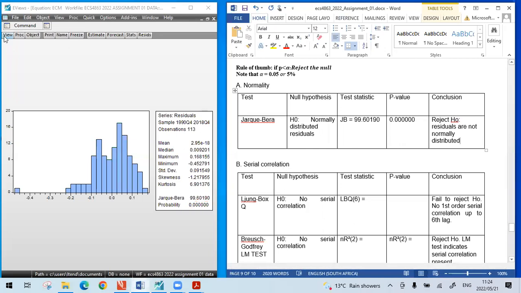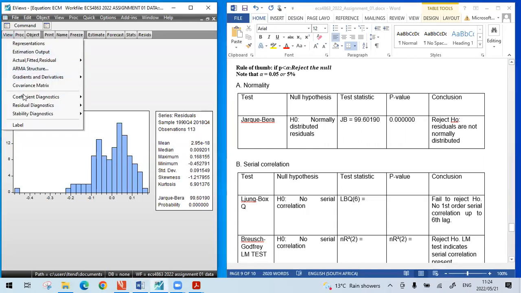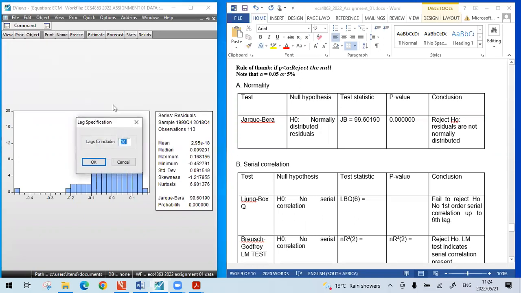I'm still in the ECM. I just click on View. We go to residual diagnostics. We're looking for Ljung-Box Q. Which one should we take there? The first one. Others, are we together? Yes. So we take the Q.